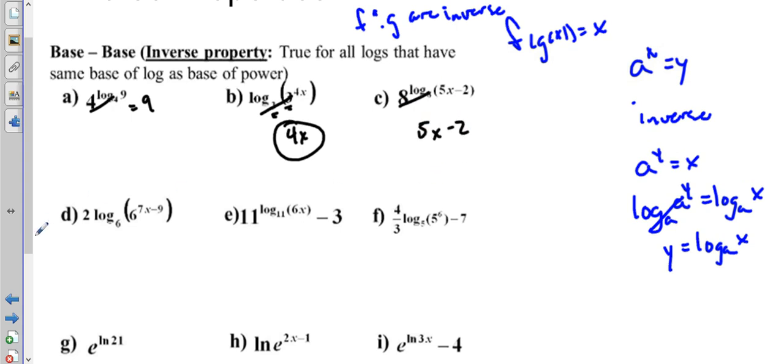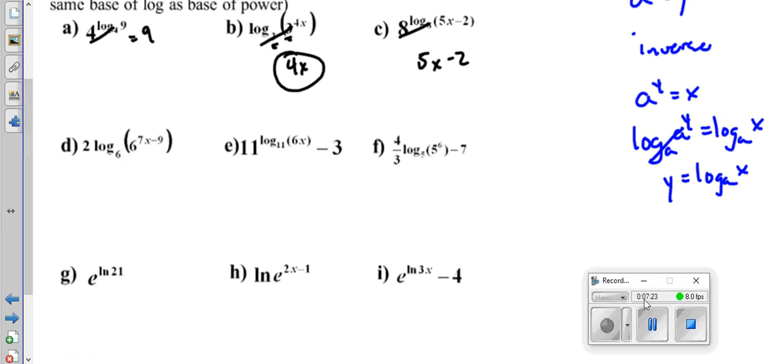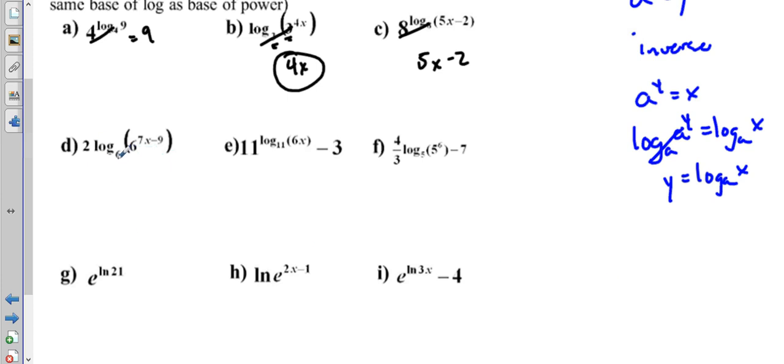There we go. Right here, you have log base 6 of 6 to the 7x minus 9. Well, this actually could go to the exponent, but let's just leave it right here because this is a coefficient. Log base 6 of 6, these cancel out. We're left with 7x minus 9 because those cancel out. And now we can multiply this through, which would be 14x minus 18.